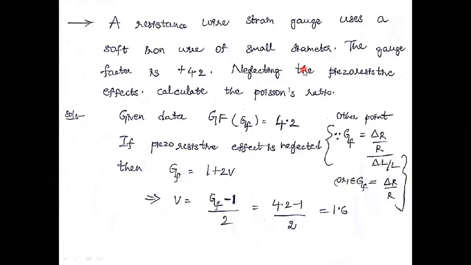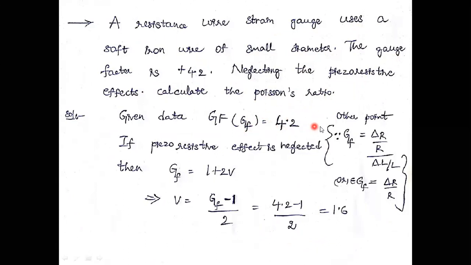This is one problem. In this, the resistance wire strain gauge uses a soft iron core of a small diameter. The gauge factor is 4.2. Neglecting the piezoresistive effect, calculate the Poisson's ratio. Simple one.